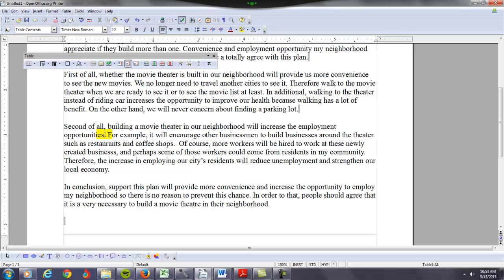Notice how it said these newly created businesses. I use that as a way to tie the sentence back to the previous sentence. Sometimes when you're writing, your sentences don't always connect. So of course, more workers will be hired to work at these newly created businesses, and perhaps some of those workers could come from residents in my community. Therefore, the increase in employing our city's residents will reduce unemployment and strengthen our local economy.